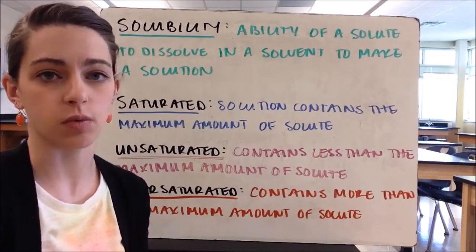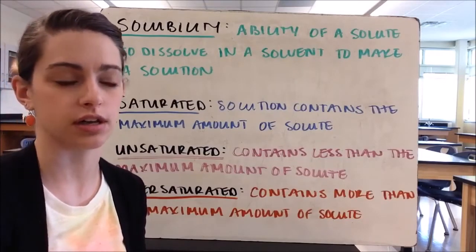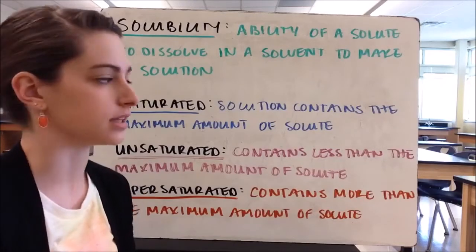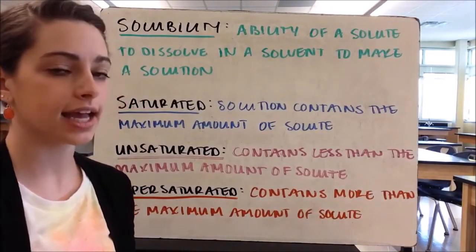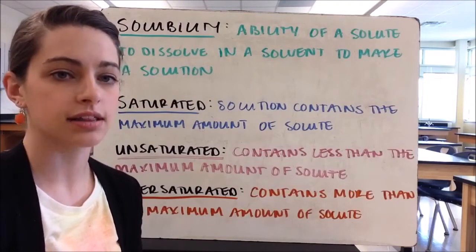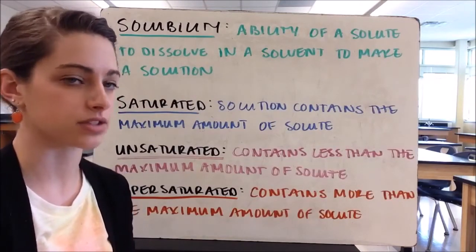Now that's specifically for water. Things can be insoluble or soluble in pretty much any liquid. Ethanol is one that you'll see commonly as well. If we can get something to dissolve, so if it is soluble in that liquid, there are three types of ways that we can describe that solution.